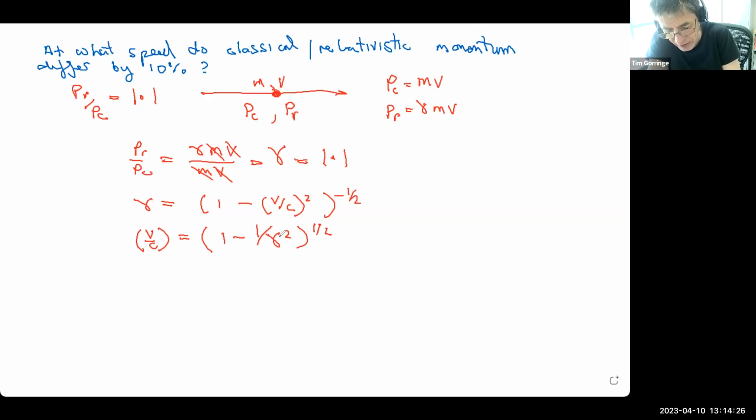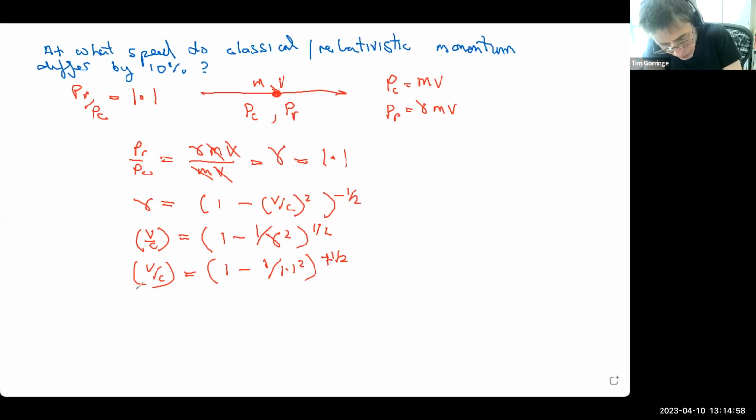So at this point, I could stick in the numbers. The gamma factor we learned is 1.1. And this 1.1 has to be squared. And then I've got to divide 1 by the 1.1 squared. Then I've got to take the difference from this 1 here. And then I've got to take the square root of that quantity.